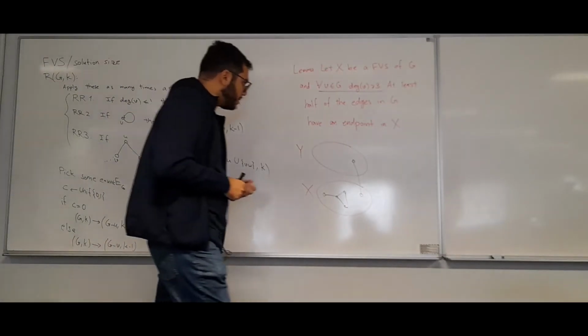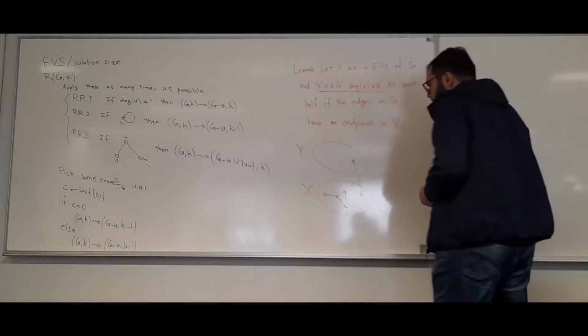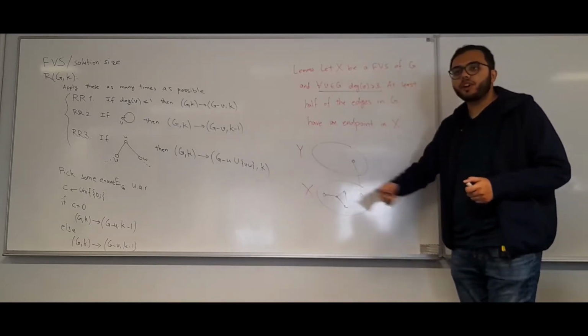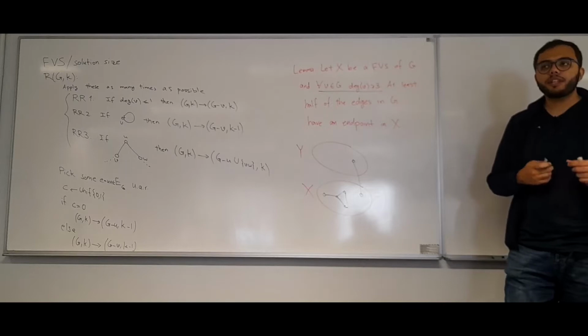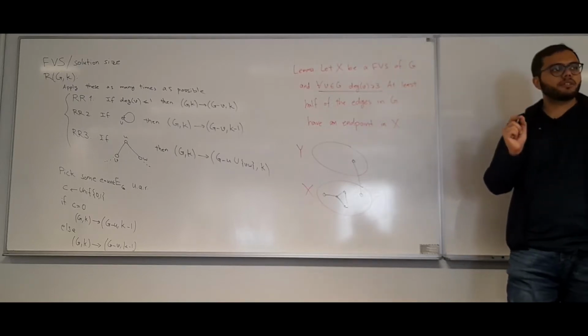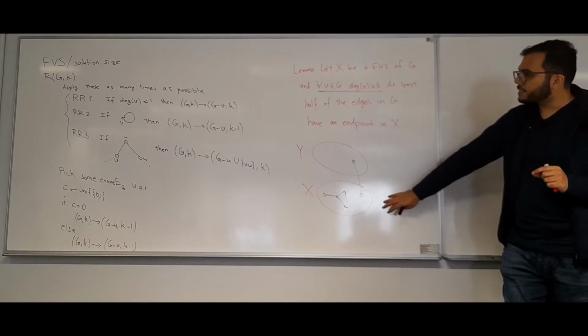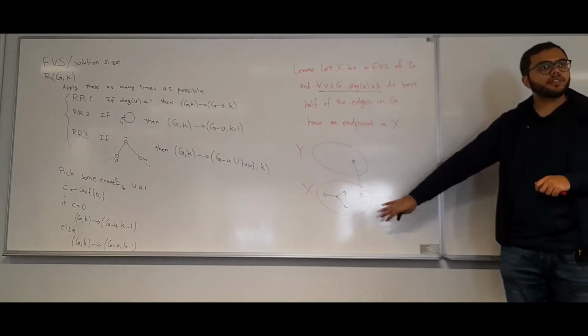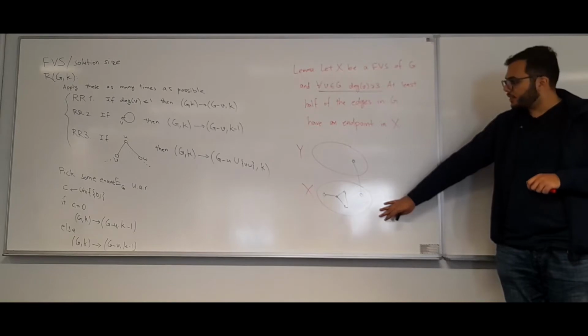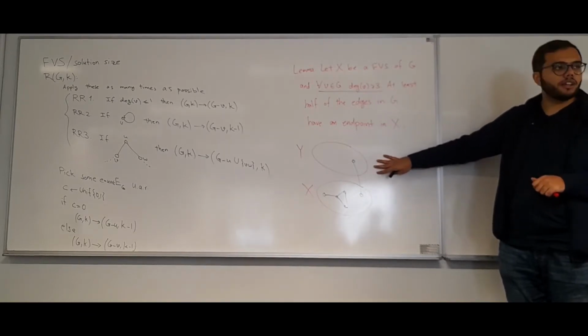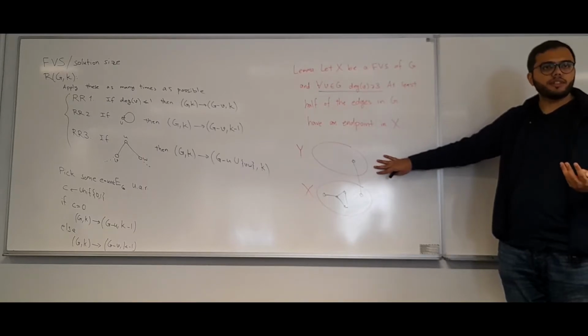Okay, so let's do a simple thing. How many edges can I have in Y? How many edges can I have that have both of their endpoints in Y? So here's the thing, X is a feedback vertex set. So after I remove X, there is going to be no cycles remaining. So there are no cycles in Y. So Y is a forest.